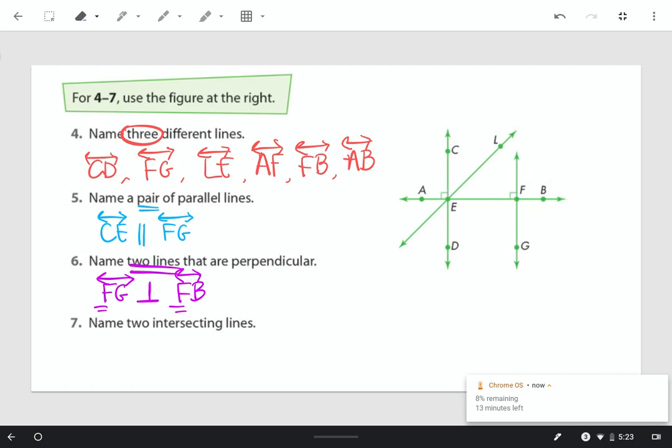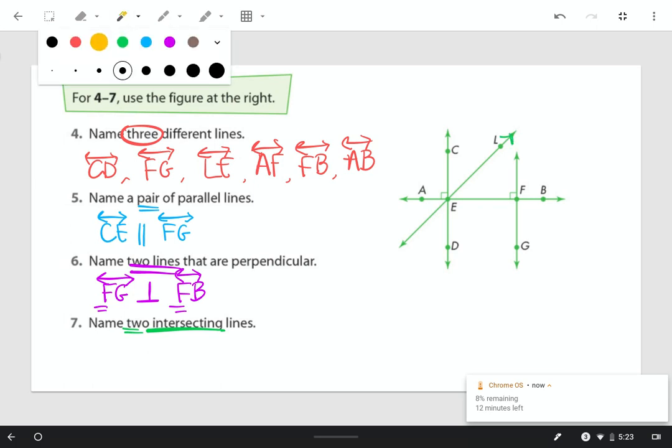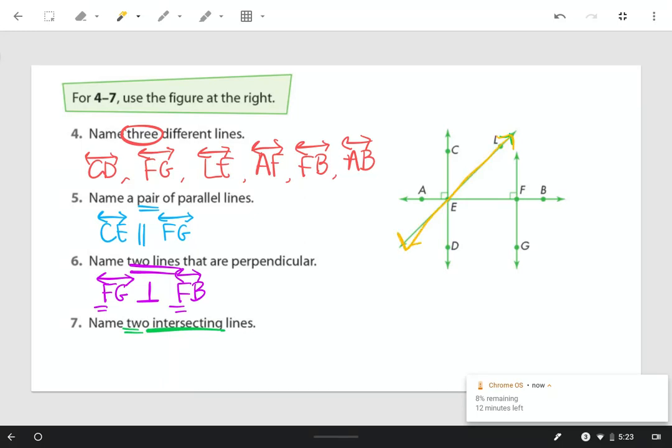Okay, and lastly, we have number 7, name 2 intersecting lines. Okay, so intersecting. Now, there's one that's very obvious, right? We have, let's not use green, it blends in, yellow. We have line LE and CD that we can see already cross each other right there. So those would be intersecting lines.